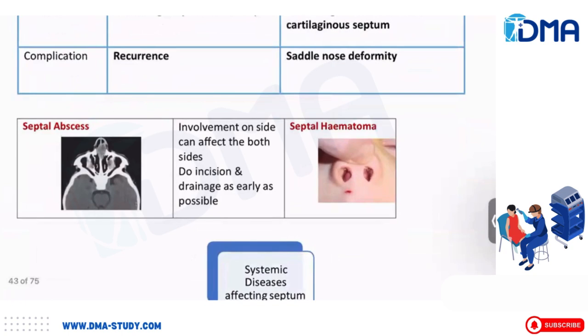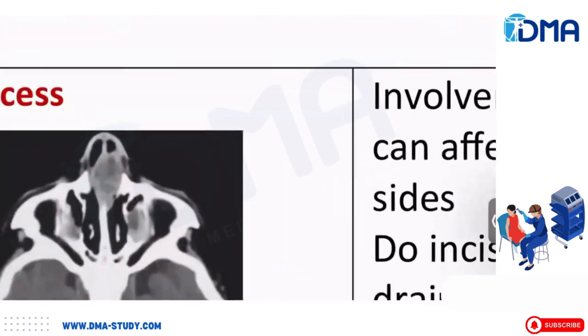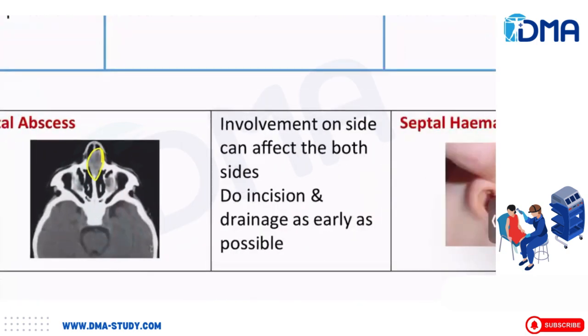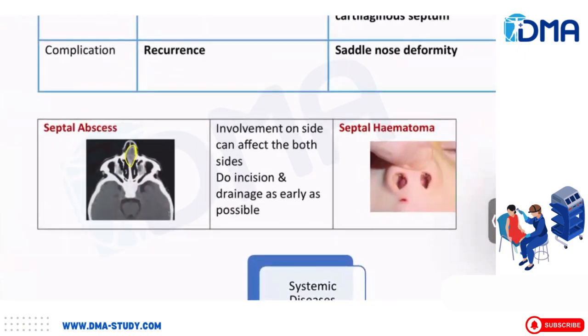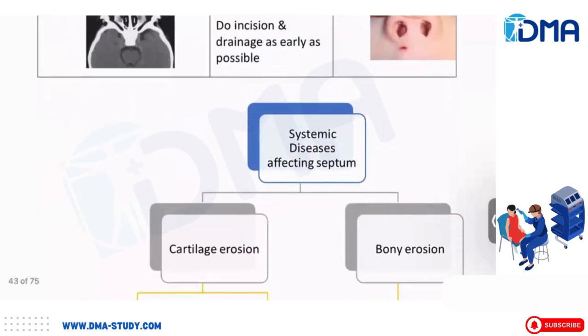Involvement of only one side can affect the other side also. There is no role for only one side getting septal abscess or septal hematoma. See here in this picture, we could see involvement of both sides of the nasal septum. Always both the sides are affected. One side affected, other side not affected, is not the case for both septal abscess as well as septal hematoma. So in this case, you ask the patient to undergo incision and drainage as early as possible. If not, it will erode and cause necrosis of the nasal cartilage. That will be a pathetic case for the patient.